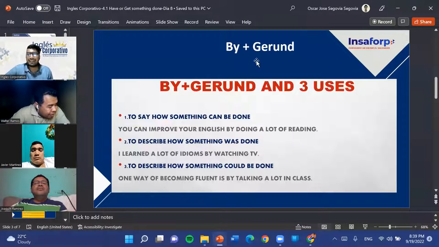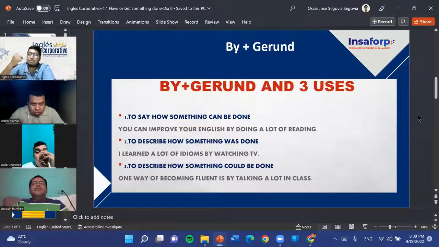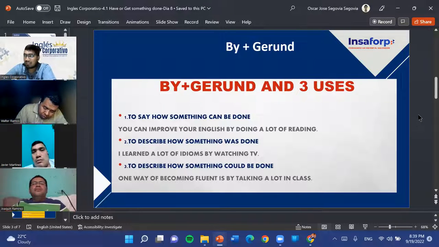Sáquenlo ya, por favor. Okay, so by plus gerund. Este sería otra, ¿verdad? O serían los usos específicos cuando tenemos el by. Como les decía, los gerunds tienen muchos usos, pueden funcionar como los verbos de una oración, pueden funcionar como los objetos directos de una oración, objetos indirectos, adjetivos e incluso a veces llegan a funcionar como adverbios. Esos son casos muy raros y muy específicos, pero los gerunds son polifacéticos como ningún otro tipo de palabra, ¿verdad?